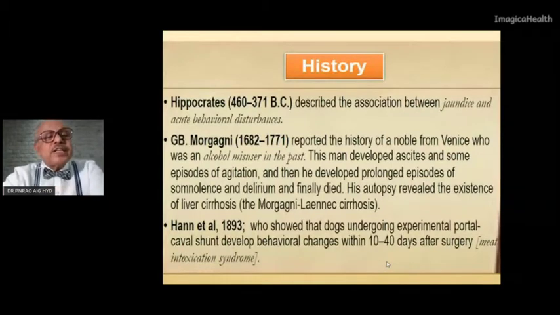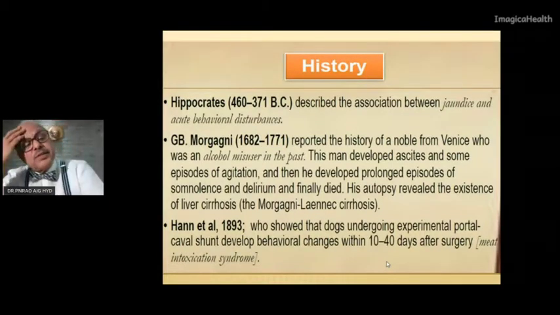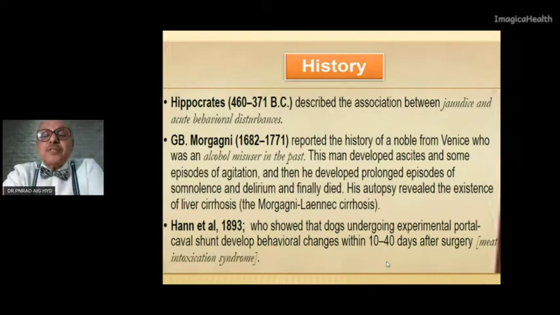If you go back to the history, way back, Hippocrates had an association between jaundice and acute behavioral disturbance. And it was Morgagni who found that a well-to-do patient, who had been an alcoholic, started behaving abnormally. At the autopsy done in those days, 1682 to 1771, there was a cirrhosis of the liver, and that's a Morgagni Lennox cirrhosis.